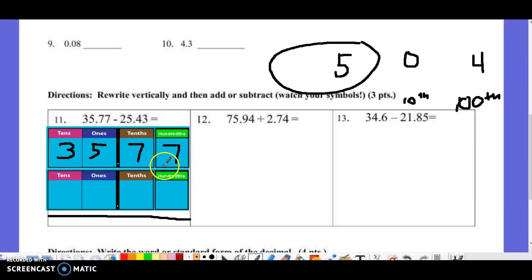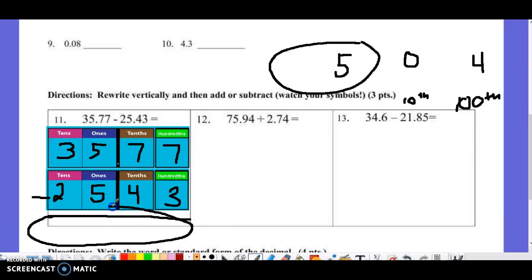35 and 77 hundredths is on top because it's the first number I see. On the bottom, 25 and 43 hundredths. Now I just place my operation, which is to subtract, and I follow the process and circle my answer down here. 7 minus 3, 7 minus 4, 5 minus 5, 3 minus 2.